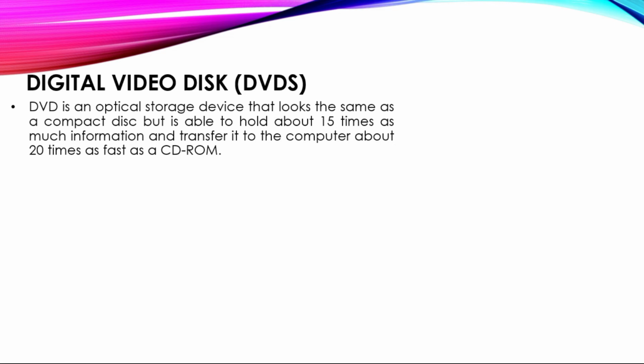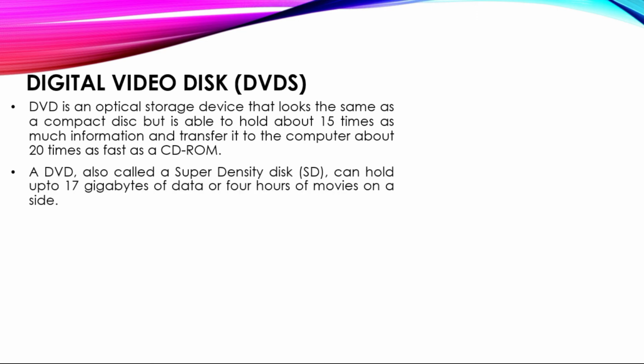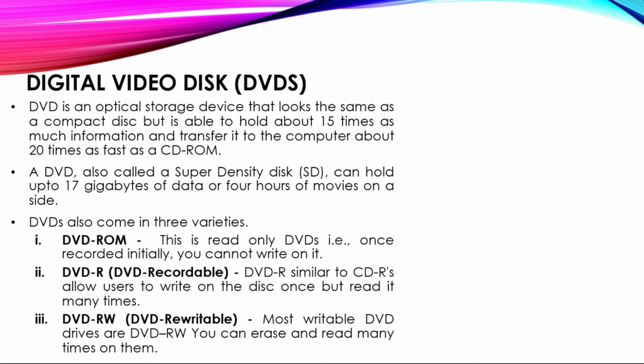DVD stands for digital video disc. DVD is an optical storage device that looks the same as a compact disc, that is CD, but is available to hold about 15 times as much information and transfer it to the computer about 20 times as fast as CD-ROM. इसका मतलब DVD same दिखता है CD जैसा, but the storage capacity of DVD is 15 times more than your CDs. A DVD is also called a super density disk, that is SD, can hold up to 17 gigabytes of data or 4 hours of movie on a slide. There are three different categories of DVD as well.